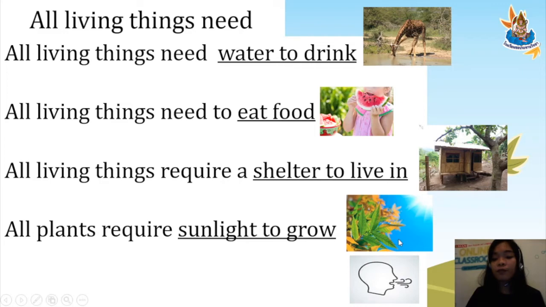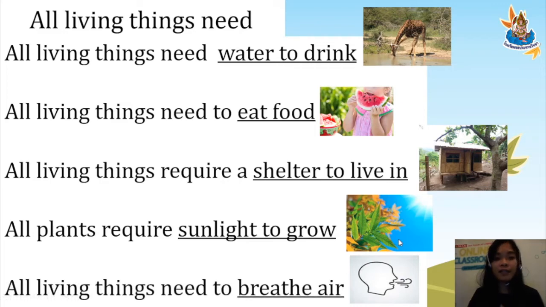All living things need to breathe air. So again, all living things need water to drink. All living things need to eat food. All living things require a shelter to live in, a house or a habitat. All plants require sunlight to grow, to get bigger. All living things need to breathe air.